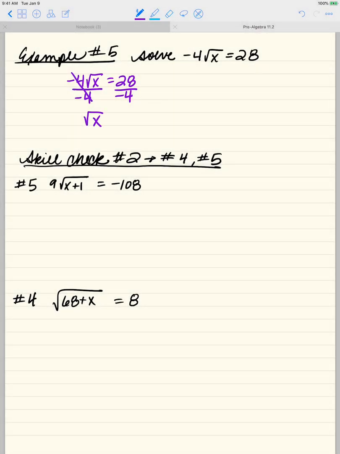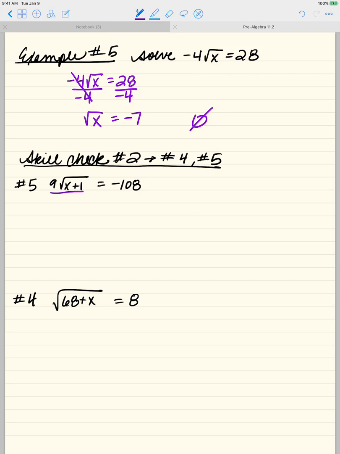Hopefully my pencil doesn't run out before I'm done. I get the square root of x is equal to negative 7. Can I do that? No, I cannot have a square root of a number equal to something negative. That is not a real number. So no solution to this one. Box skill check number 2, number 4, and number 5.